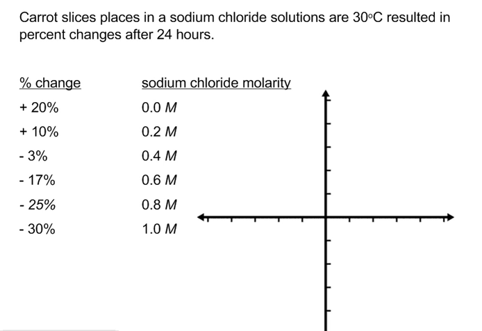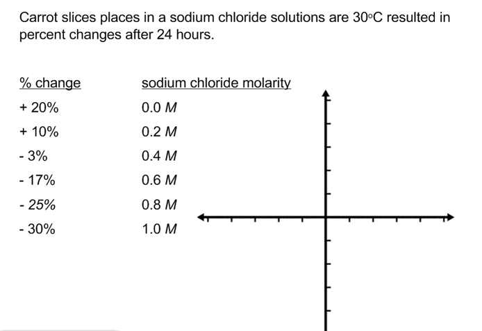So the first thing that you're going to have to do is graph your findings so you are able to determine the concentration of your potato, but in this case, I need to graph this information to determine the sodium chloride concentration of the carrots. And then, once I've done that, I can apply it to the water potential, or the solute potential equation, which is psi equals negative iCRT. Okay, so let's go ahead and do the graph real quick.